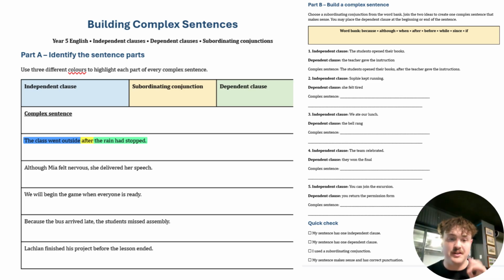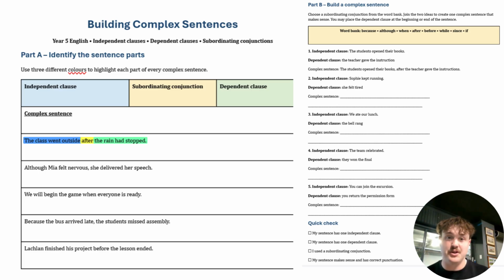Finally, students will complete this worksheet as a part of the you do stage. The worksheet is built up into two parts, part A and part B. Part A requires students to identify the independent clause, subordinating conjunction, and dependent clause within a complete sentence, using different colors to highlight different clauses. Part B is where it increases the level of application. Students select an appropriate subordinating conjunction and combine two ideas to create a meaningful, complex sentence.